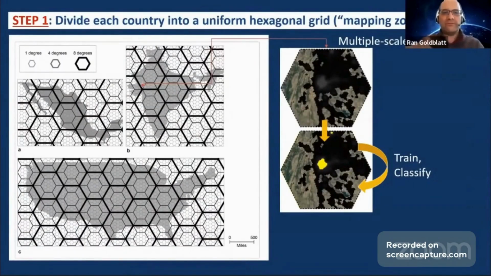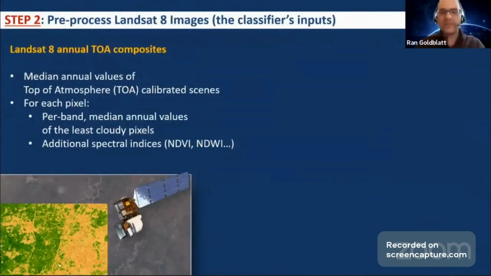So now I will walk you through the process that we went through. So first, we take each country, and we did this analysis in the context of India, Mexico, and the US. We take each country and divide it into hexagons. We use each hexagon as an independent unit of analysis. We collect data, train, and classify each hexagon individually. And we experimented with different sizes of hexagons.